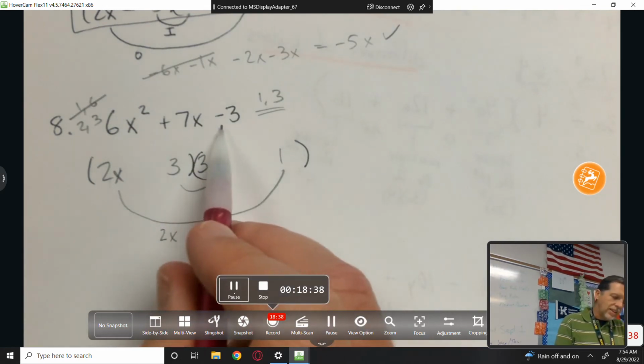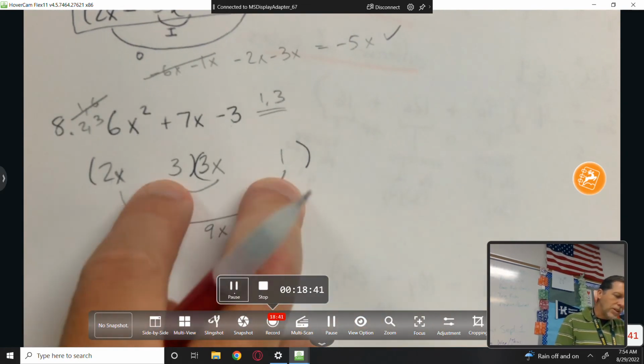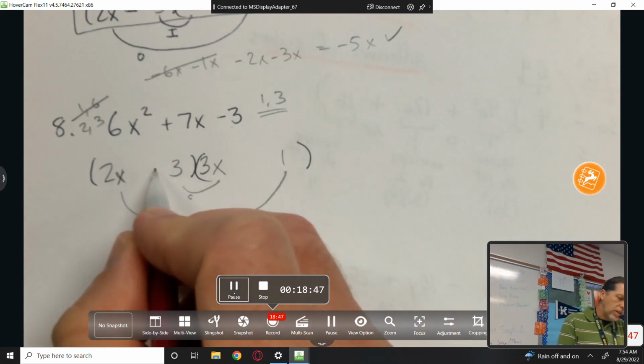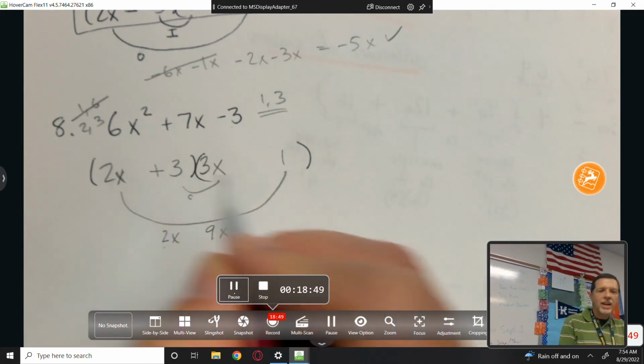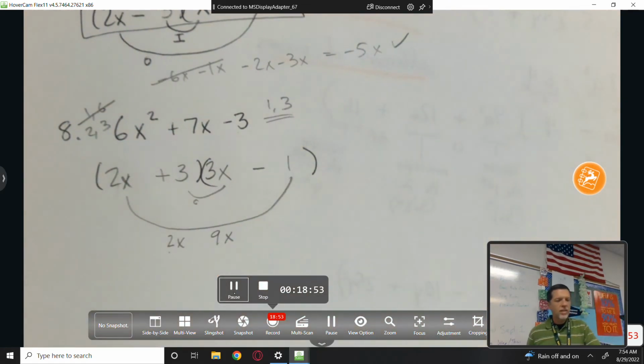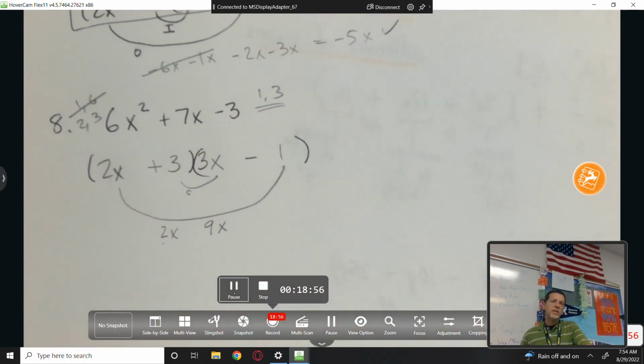Let's see. -3 at the end. Those need to be different signs. And I want 9 minus 2. So plus 3 would give me a 9x. Minus 1 would give me a minus 2x. And then 9 minus 2 is 7.